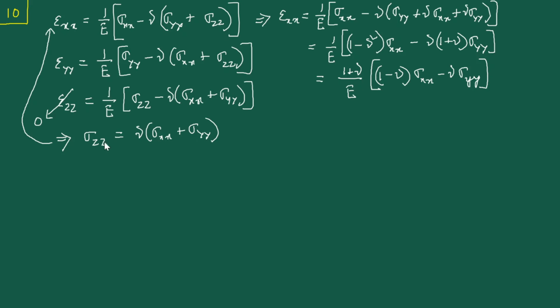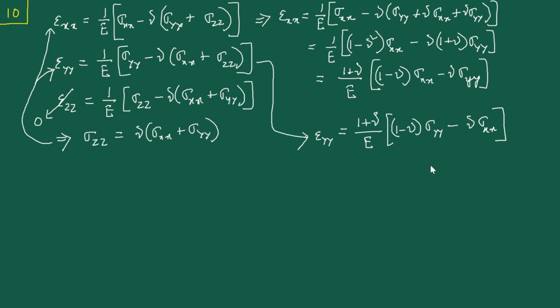Again, when I use this relation back here in the epsilon yy, what I will obtain is, just like I had obtained the expression for epsilon xx in terms of sigma xx and sigma yy, this relation. Okay, 1 minus nu sigma yy minus nu sigma xx. All right, for the other terms, let's see what happens.